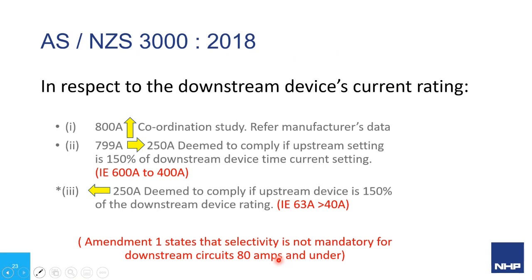For current ratings where the downstream device is greater than 250 amps and less than 800 amps, discrimination shall be provided between overload curves and is deemed to comply if the upstream setting is 150% of the downstream device time current setting. For example, 600 amps to 400 amps is a 150 amp difference, 150% difference.